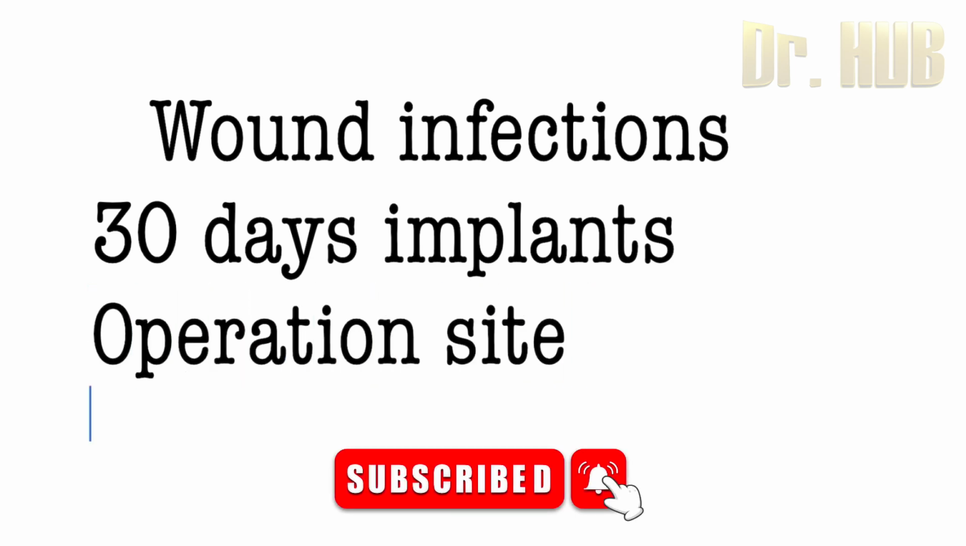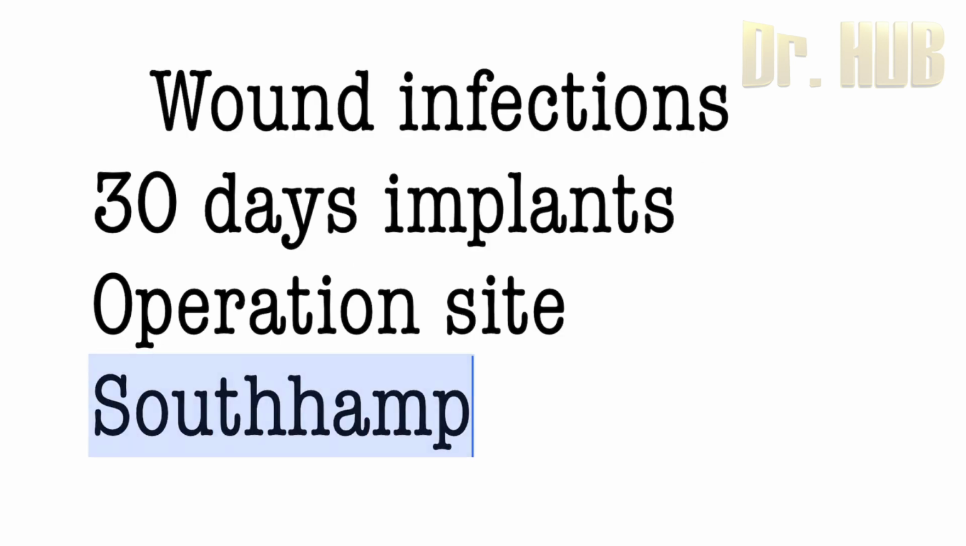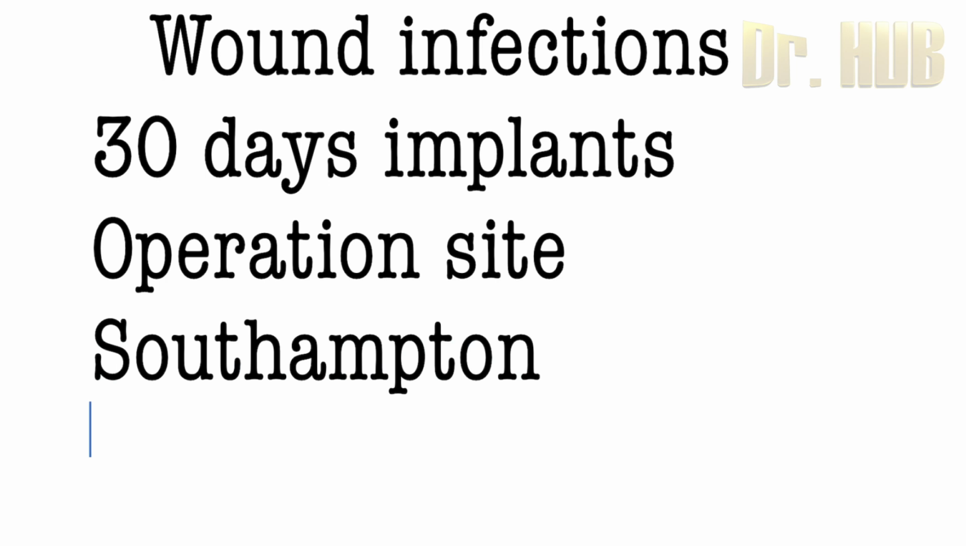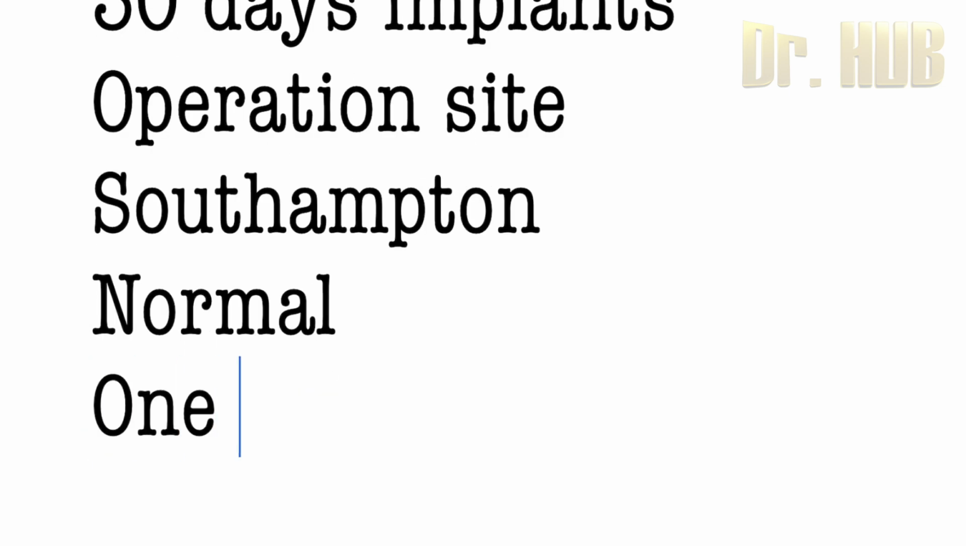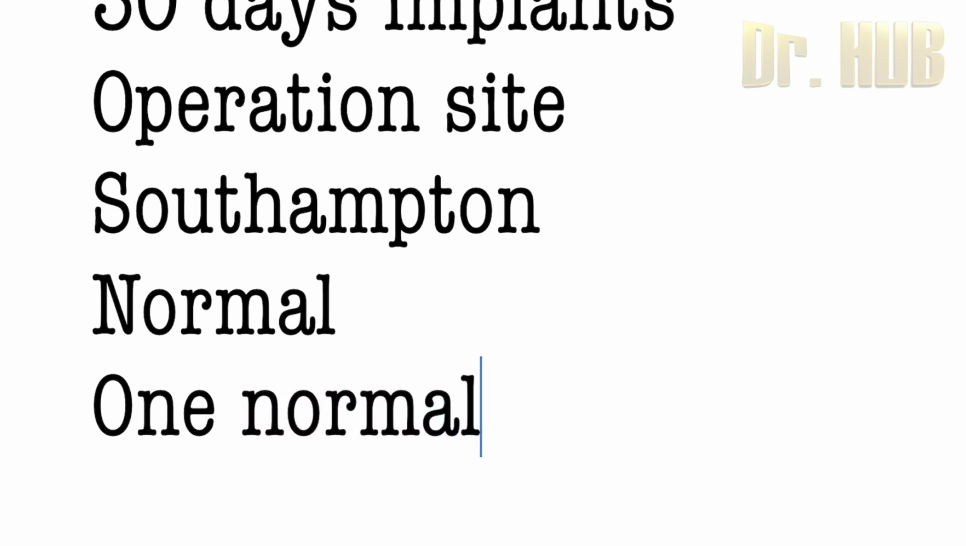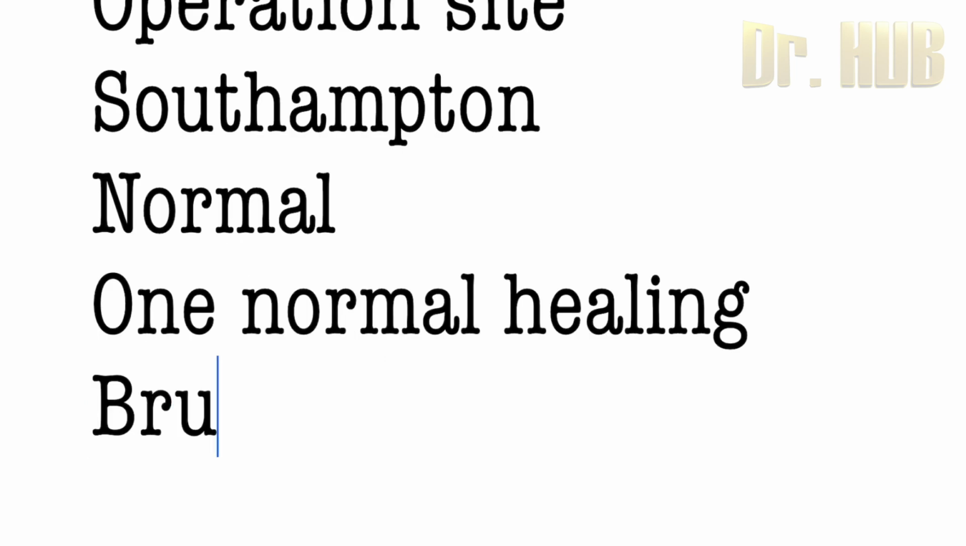Next is the Southampton wound grading system. So what is the Southampton wound grading system? It includes grades 0 to 5. The 0 means it is normal in appearance. Then 1 stands for normal healing with mild bruising and erythema. So normal healing, with mild bruising and erythema.